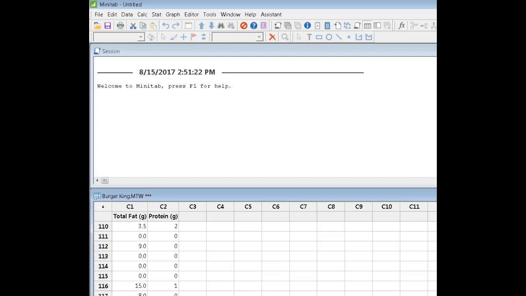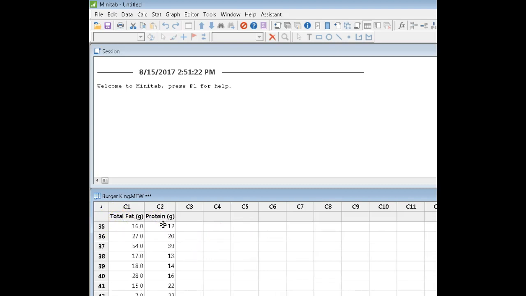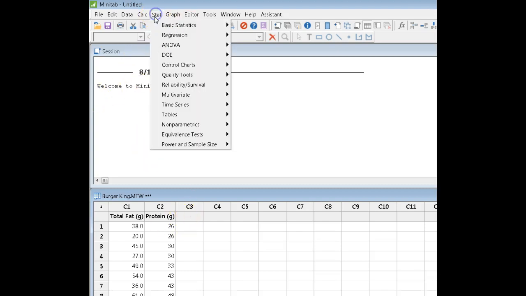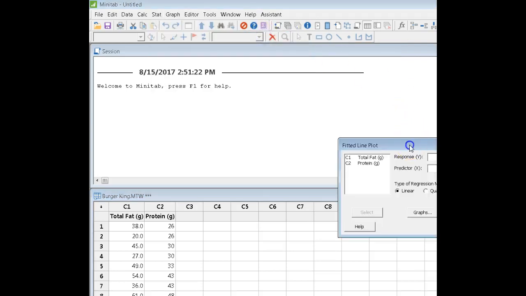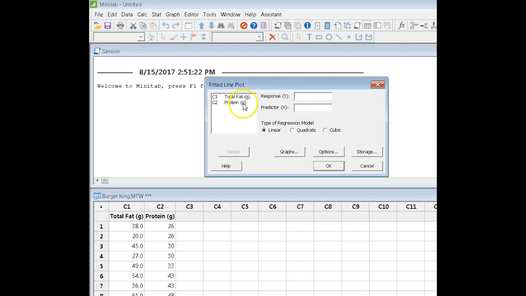A critical part of doing any regression analysis is to examine the residuals. We already looked at the relationship between total fat and protein, and now the question is, what do the residuals look like? That is a question we can answer by getting graphs. So we are going to go to the Stat Regression window, and then I can use Fitted Line Plot or Regression. Fitted Line Plot is a little easier, so let's do that one.